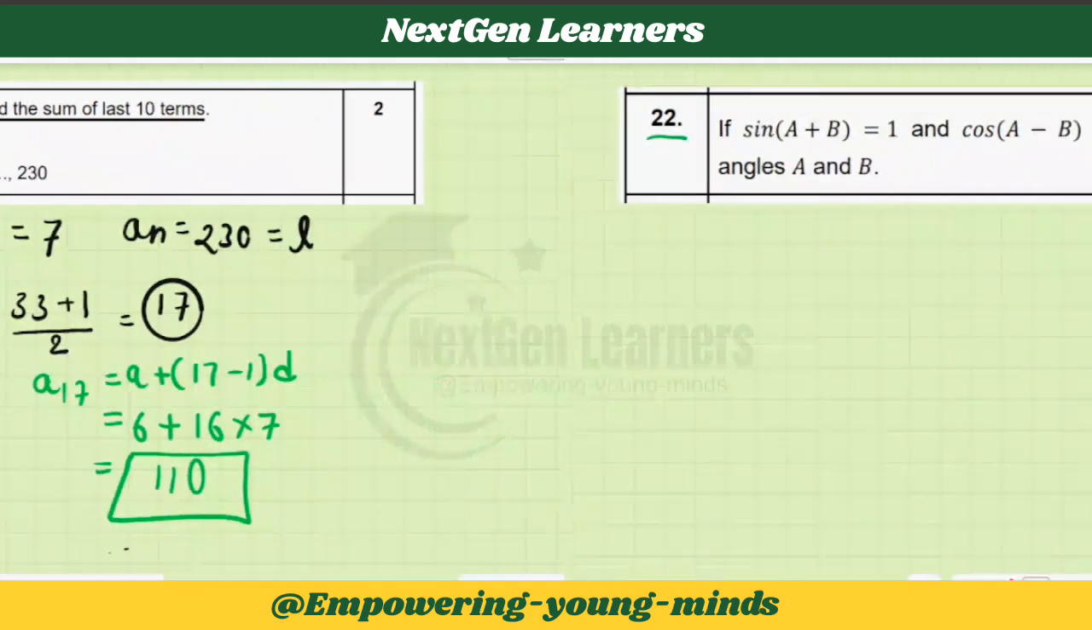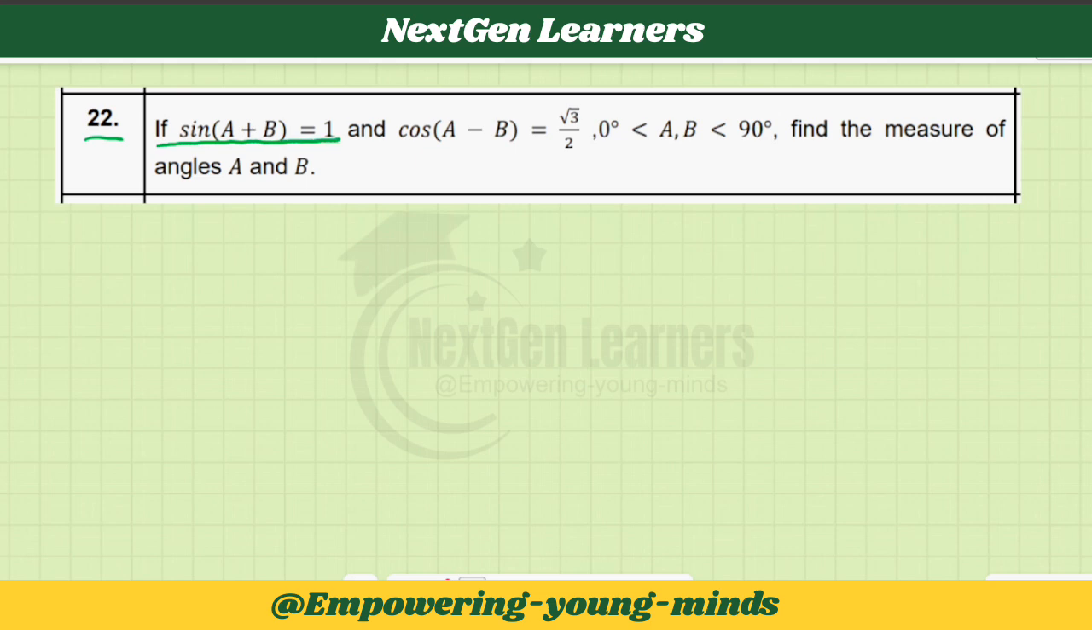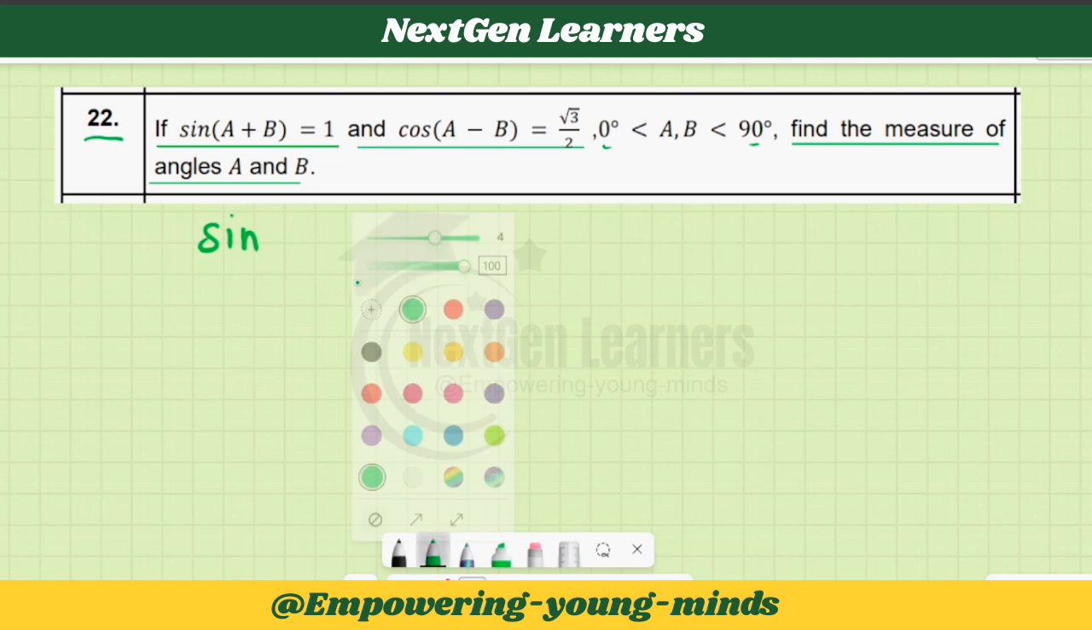So 118 is the answer. Next question: if sin(a plus b) is equal to 1 and cos(a minus b) is equal to root 3 upon 2, and a is greater than 0 and less than 90, and b is also greater than 0 and less than 90, find the measure of angle a and b. We are given two trigonometric equations. Let me change the color of my pen.